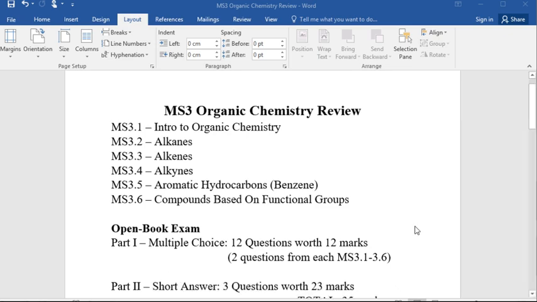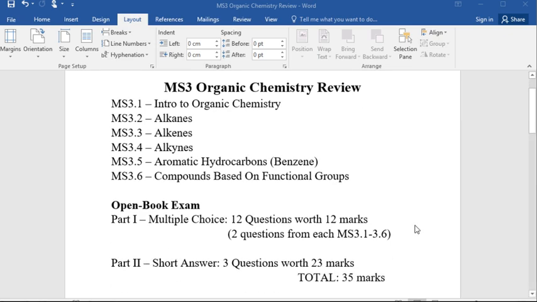All right. The open book exam that we'll be doing is very similar to the same format we use in class. Multiple choice will be 12 questions. You can expect 2 questions from each of these sections here. So 2 questions from here, 2 questions from here, etc., including 2 questions from 3.6, and I'll give you a hint in terms of what I could ask about that.